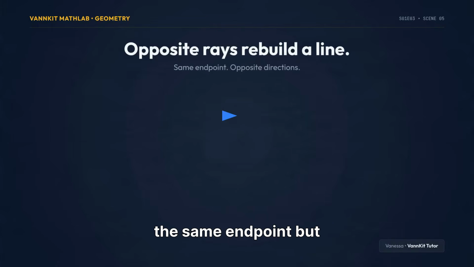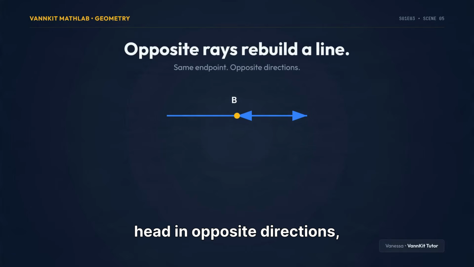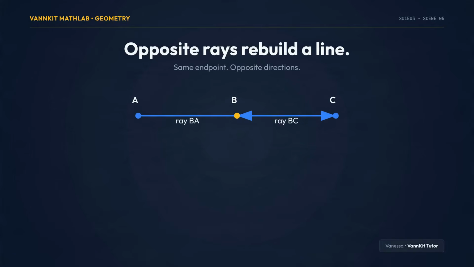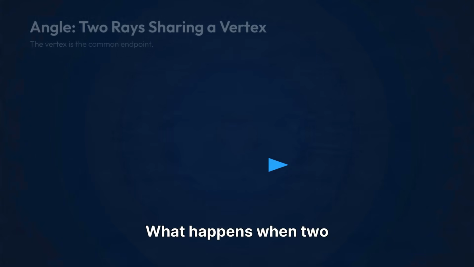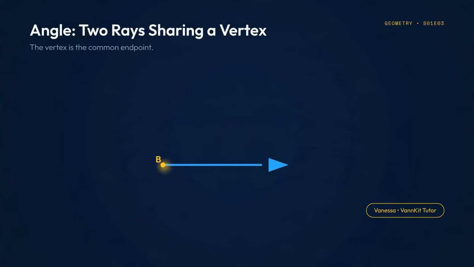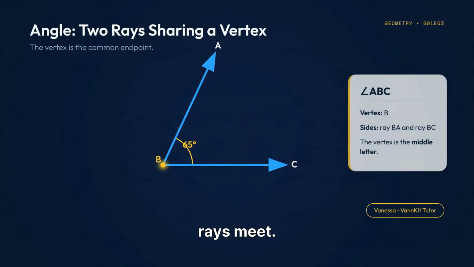When two rays share the same endpoint but head in opposite directions, they are opposite rays. Together, they rebuild a perfectly straight line AC. What happens when two rays share a vertex? They form an angle. The vertex is that common endpoint where the rays meet.